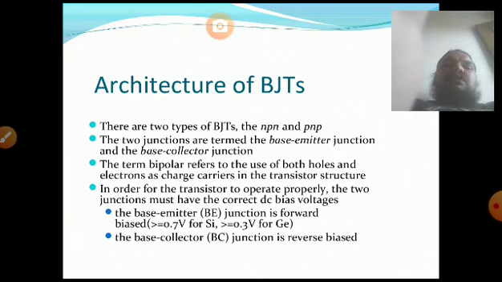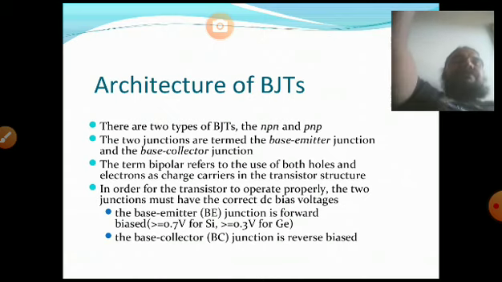The two junctions are termed the base-emitter junction and the base-collector junction. The term bipolar refers to the use of both holes and electrons as charge carriers in the transistor structure. In order for the transistor to operate properly, the two junctions must have the correct DC bias voltages.